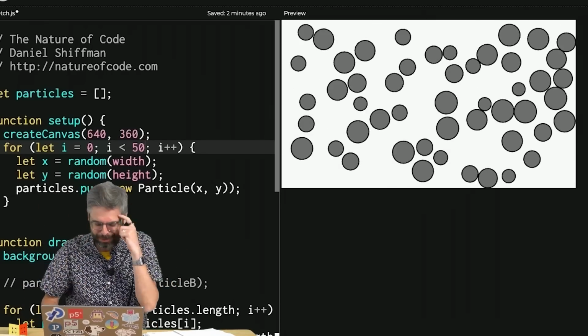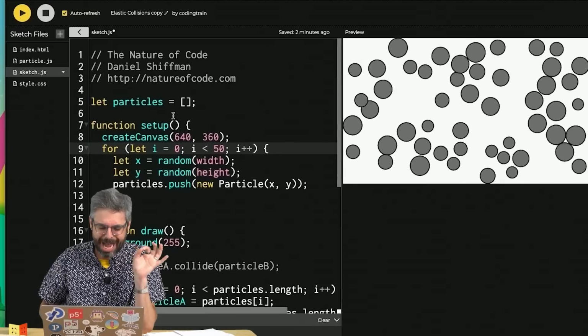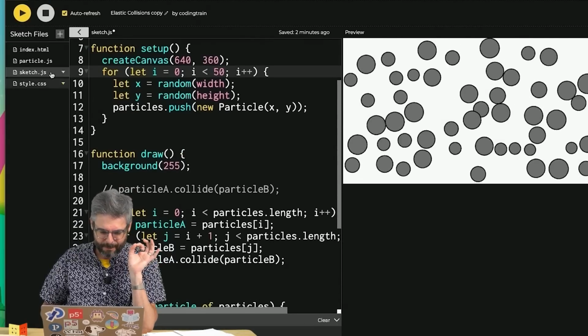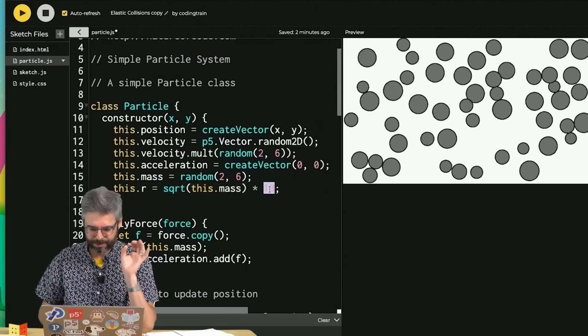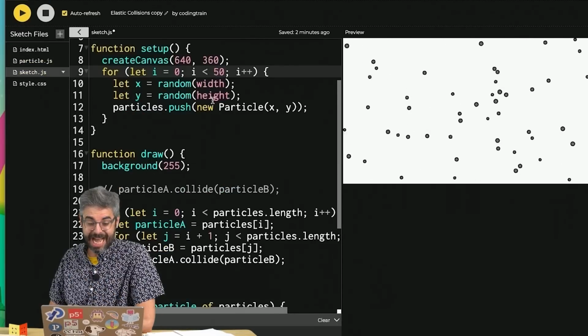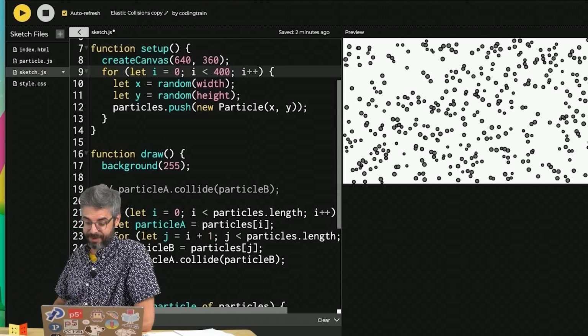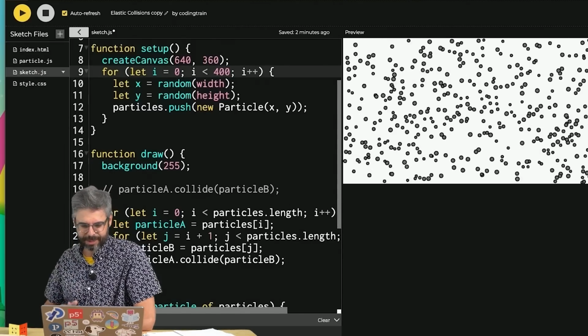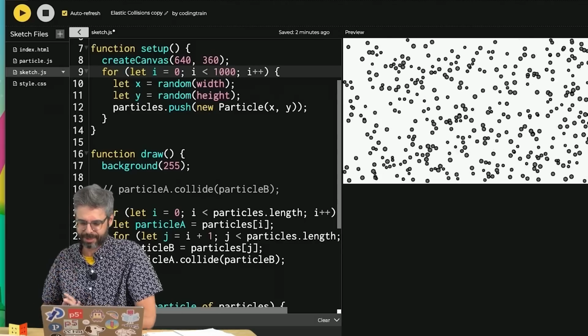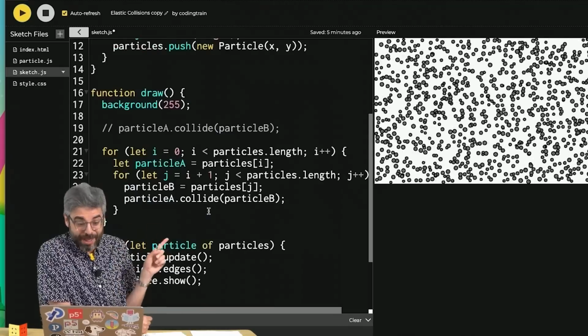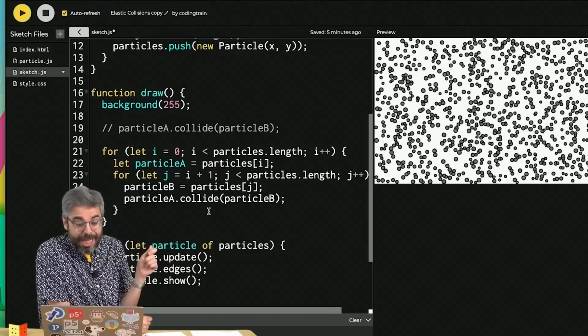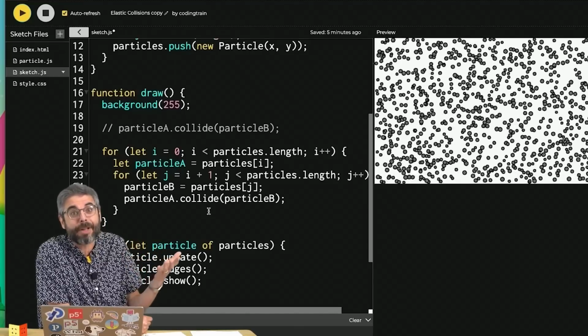I do want to say one more thing though. I'm going to make these particles briefly much, much smaller. And then I am going to add 400 of them into the canvas. Wow, that's amazingly still working. Let's do 1,000 of them. This is actually running much faster than I would expect because I'm able to start j at I plus 1.